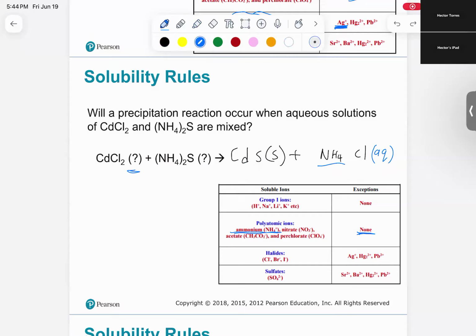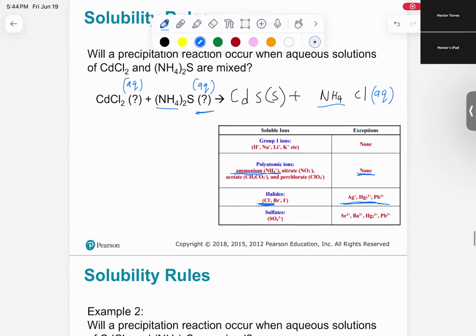And also, we forgot to check solubility over here. So let's do that real quick. This one is going to be aqueous. Okay, we know that because NH4 is still soluble with everything. And then Cl. So Cl right here doesn't have an exception of Cd. So this one's aqueous. Okay, good. And that's going to be our solubility rules.